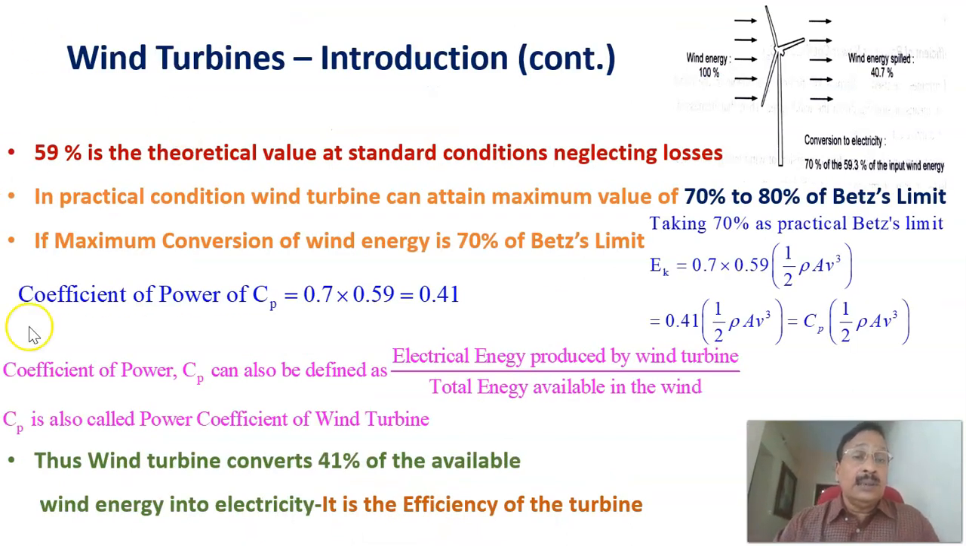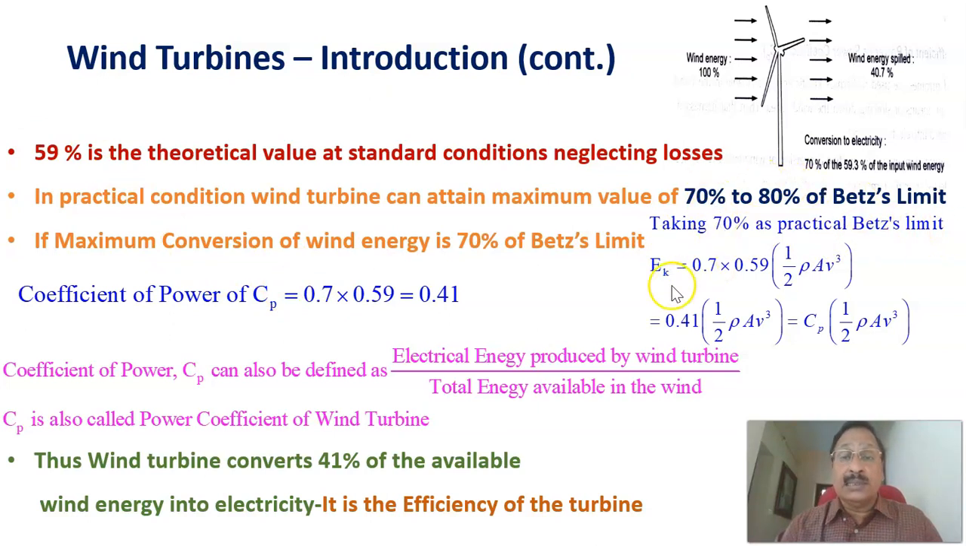Continuing the introduction to the wind turbine, we have seen 59% as the theoretical value at standard conditions, neglecting the losses. In practical conditions, a wind turbine can attain a maximum of 70 to 80% of the Betz limit. Only in the practical case, it can attain only 70 to 80%, that is 0.7 to 0.8 of this. Here we are taking 70% as the practical Betz limit.